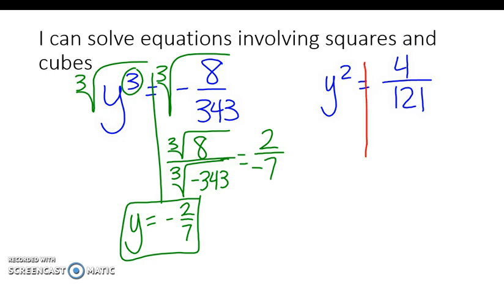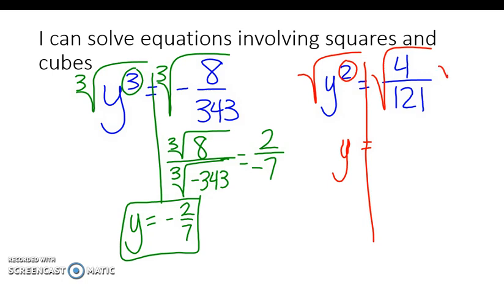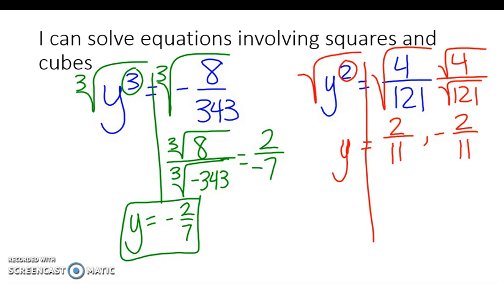All right, and then over here, I notice that this is a squared problem, so I'm going to square root both sides, but I'm also going to have a positive answer and a negative answer. So I need to take the square root of 4 and the square root of 121. The square root of 4 is 2. The square root of 121 is 11, and 2 over 11 does not simplify. So I need to write down the positive answer and the negative answer.